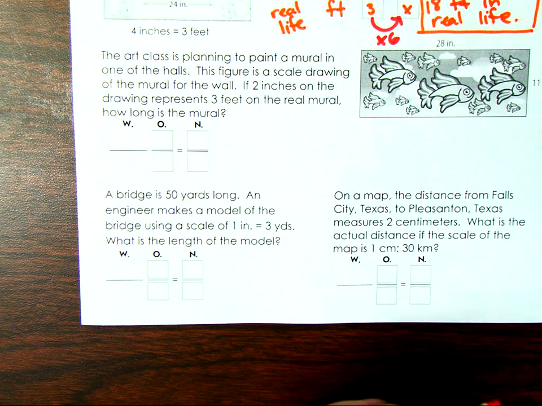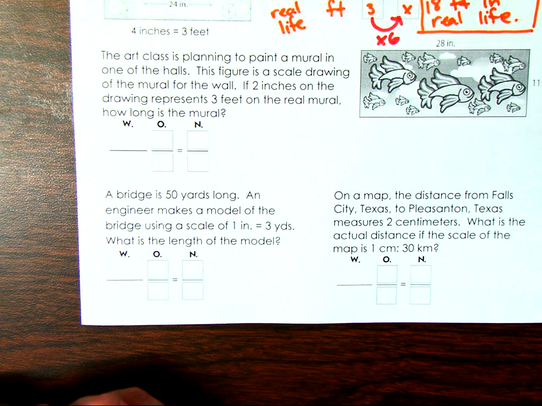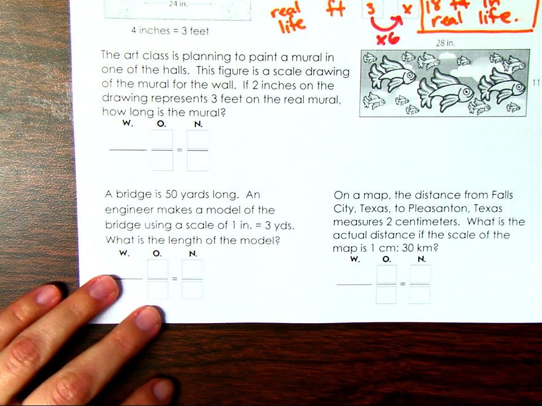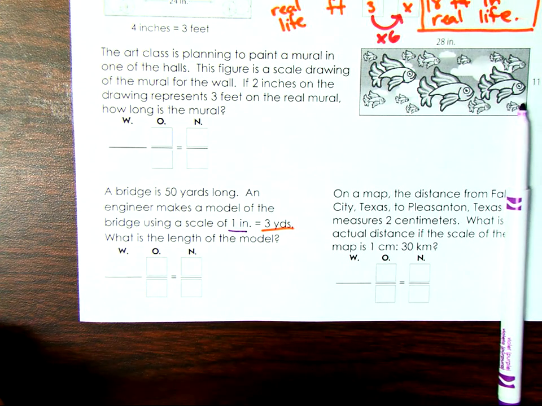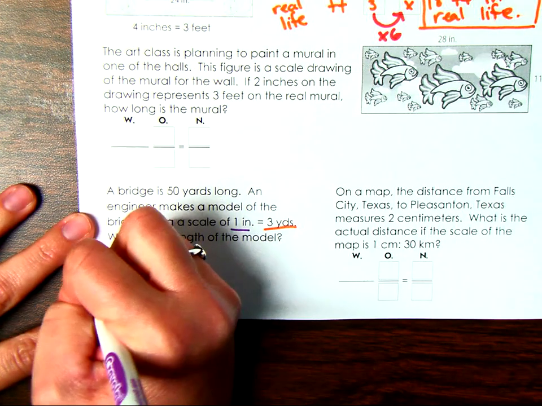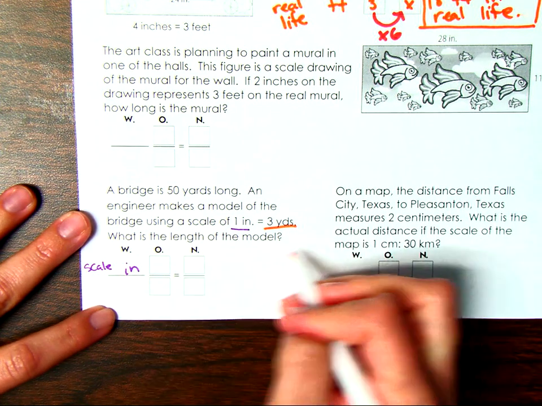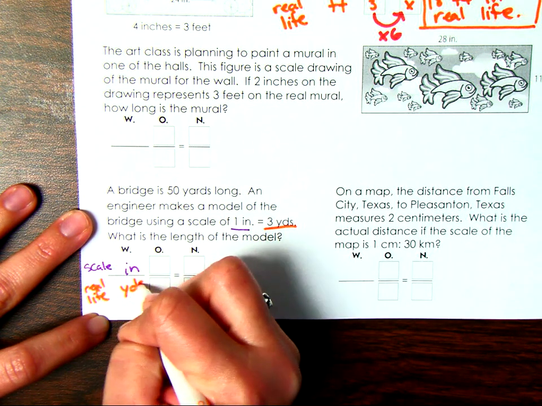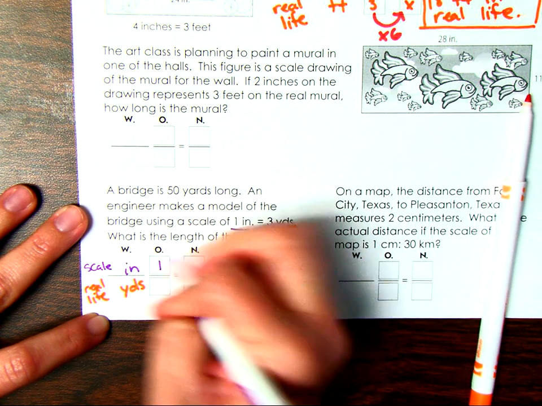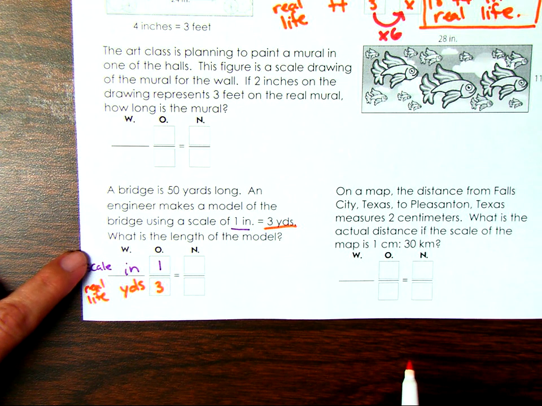It says a bridge is 50 yards long. An engineer makes a model of the bridge using a scale of 1 inch is equal to 3 yards. What is the length of the model? So here again, if you look very carefully, 1 inch is equal to every 3 yards. The scale is represented in inches, and real life is measured in yards, so we have our original ratio of 1 inch to every 3 yards, and we have our units there.